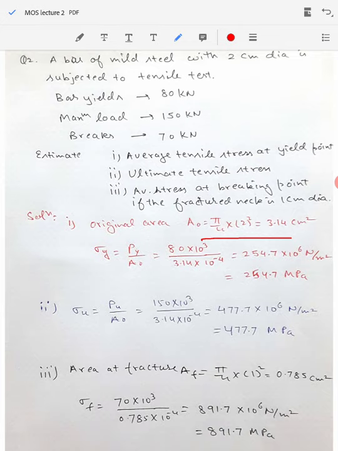In order to calculate the ultimate point stress of the component, we need to divide the value of load at the ultimate point, that is Pu, which is given here as 150 kilonewton. So it is 150 into 10 to the power 3 with the original area. In a similar fashion, we calculate it as 477.7 megapascal, which is much higher than the value of sigma y we have obtained in the previous calculations.